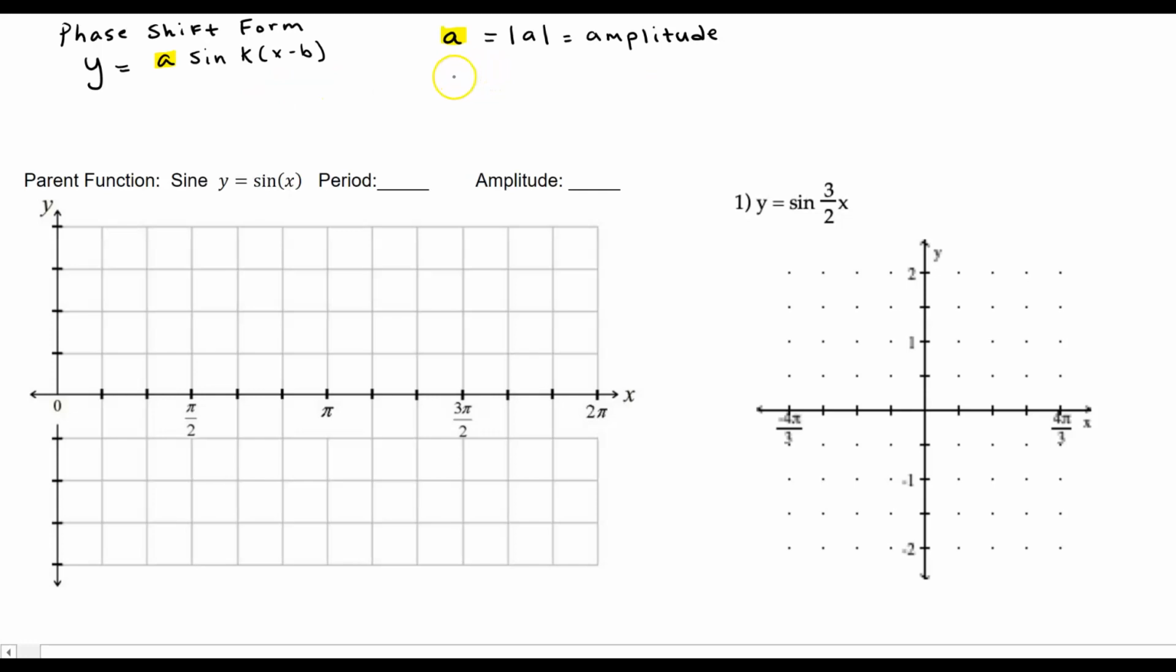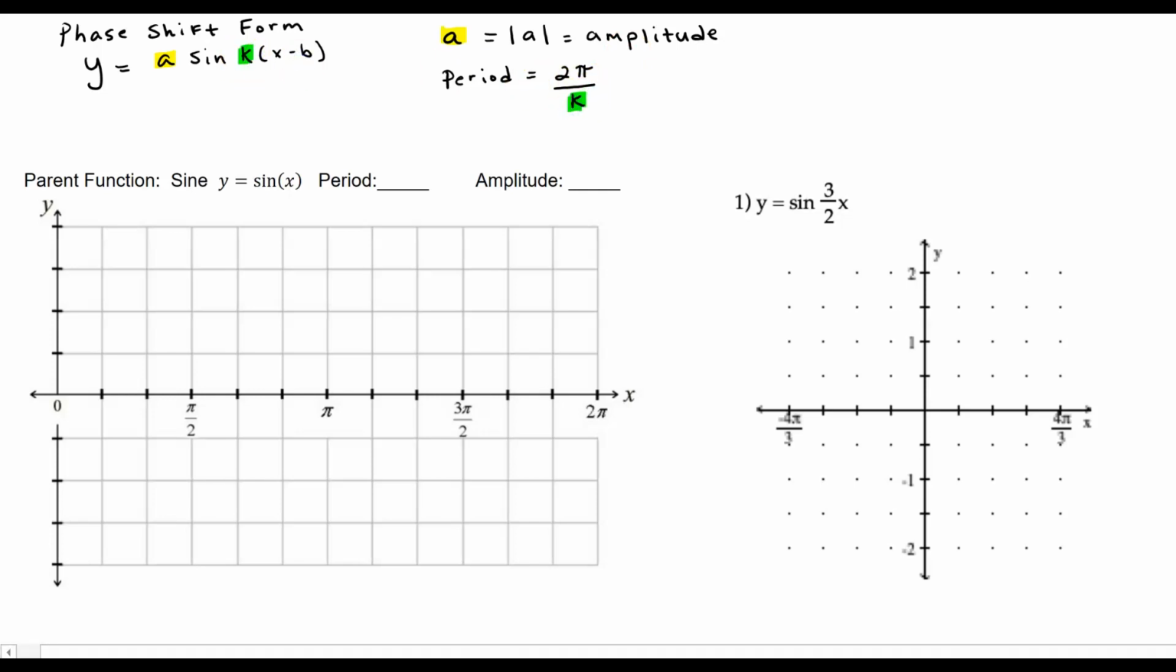K represents what I call the period modifier. The period is the length of the cycle of the graph. So the period is modified by k in terms of you take your period of the sine function, which is 2 pi, the parent, and divide it by k, the value that we see here in the phase shift form.